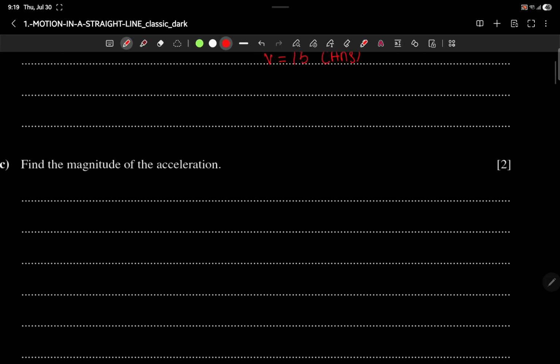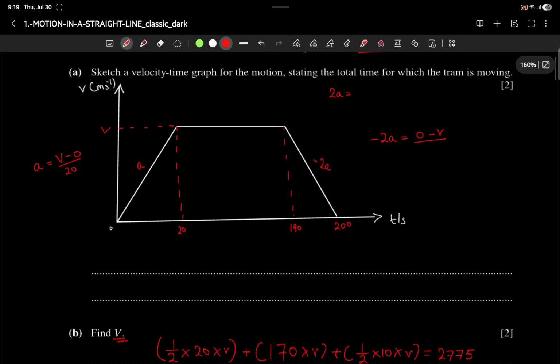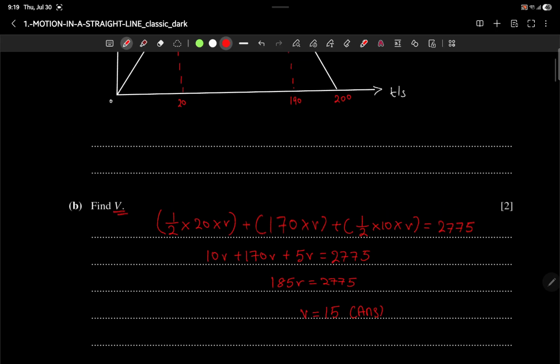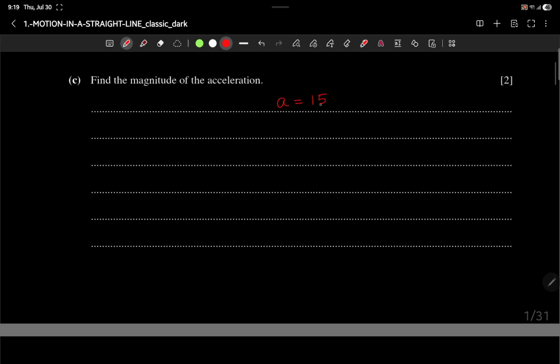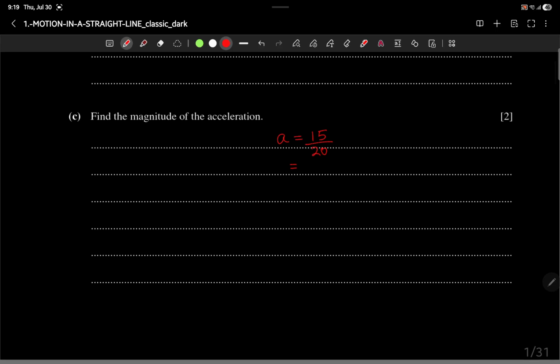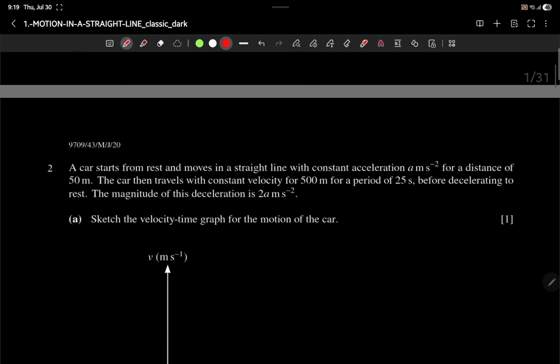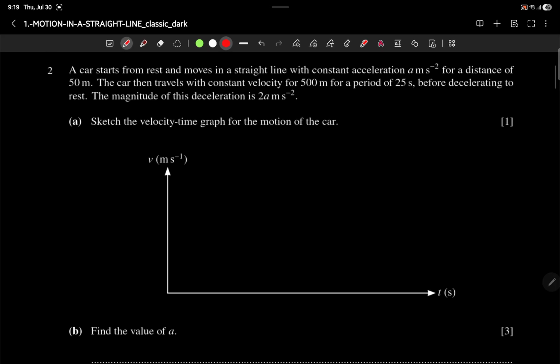Okay, moving on to the next question. Find the magnitude of the acceleration. So over here we have to use the concept that we know. The acceleration is going to be 15 by 20, which is 0.75 meters per second squared. There we go, easy, right? Moving on to question number 2.